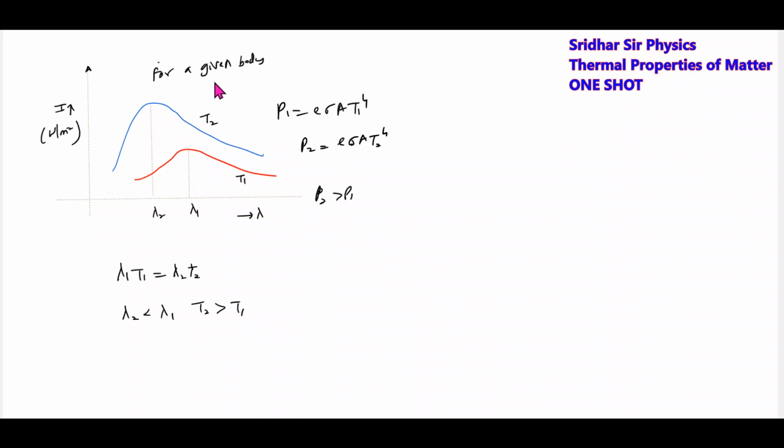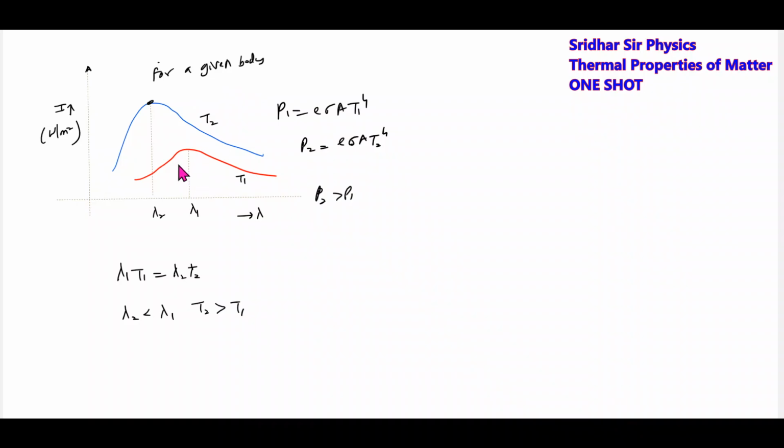So Wien's displacement law will give us the relationship between the wavelength for which intensity is maximum and the temperature of the body. Stefan's law will give us information about the power radiated as a function of temperature. Wien's displacement law will give us information about the wavelength for intensity maximum and the temperature of the body. A given body will emit radiation of all wavelengths. Then the wavelength for which intensity is maximum and how it is related to temperature is given by Wien's displacement law. There is a difference between Stefan's law and Wien's displacement law.